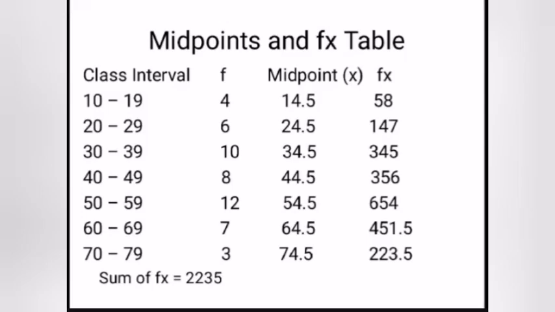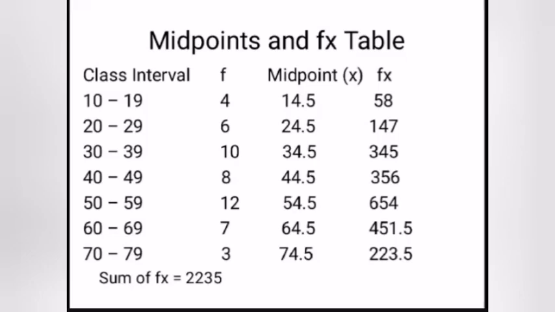So you have 44.5, 54.5, 64.5, 74.5. So the next thing you draw in your table is fx. That's multiplying the frequency and the midpoint. And why we're doing this is so we can be able to calculate our mean.